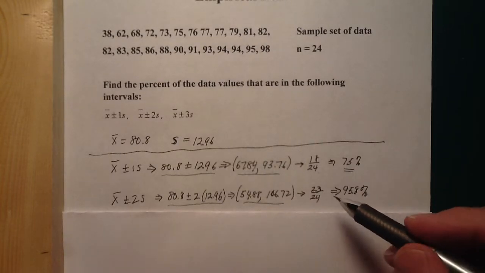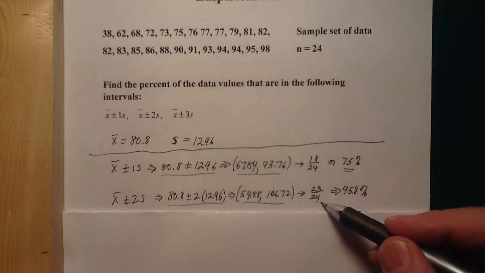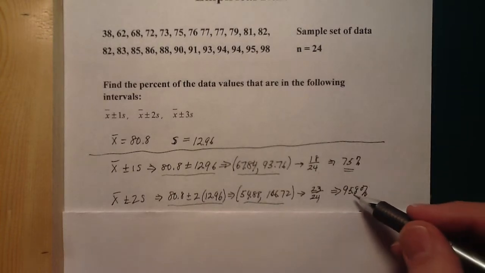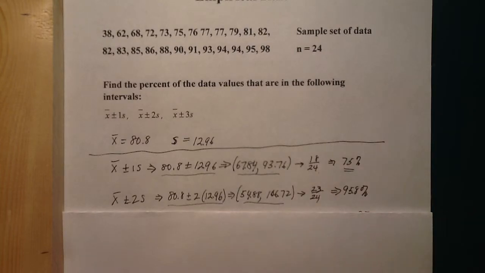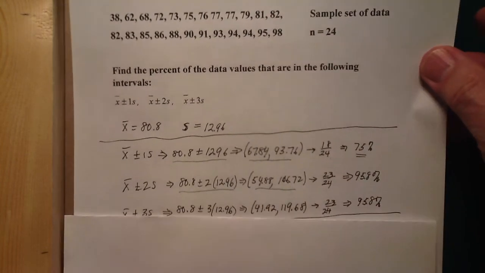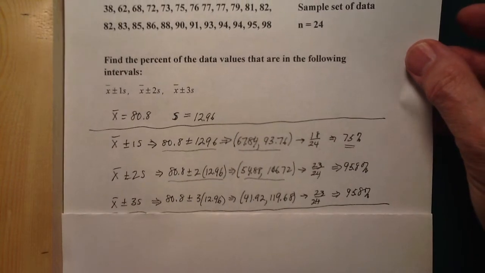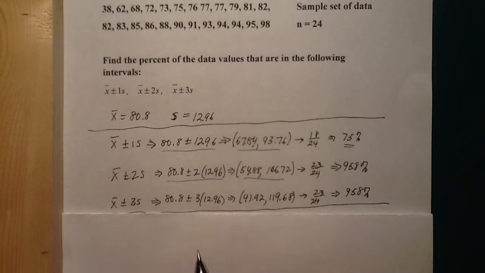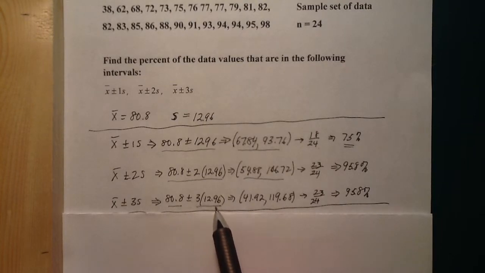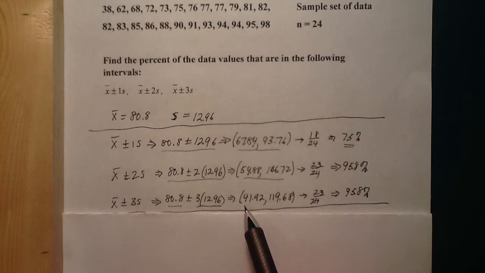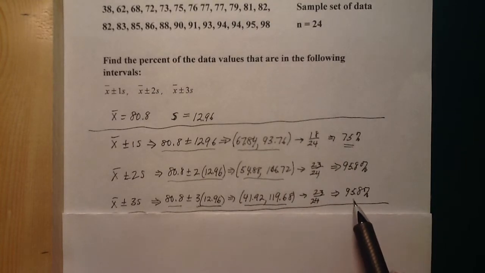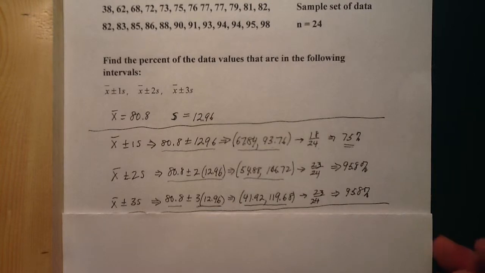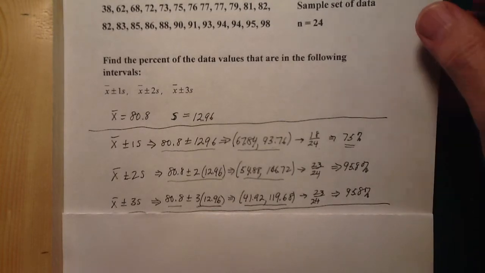And then we look at our data and we notice that 23 out of 24 values, or 95.8% of the values, are in this interval. And finally, x bar plus or minus 3 standard deviations. This time we have 80.8 plus or minus 3 standard deviations, which gives us a new interval. And we also notice that 23 out of 24, or 95.8% of our values, are in that interval.